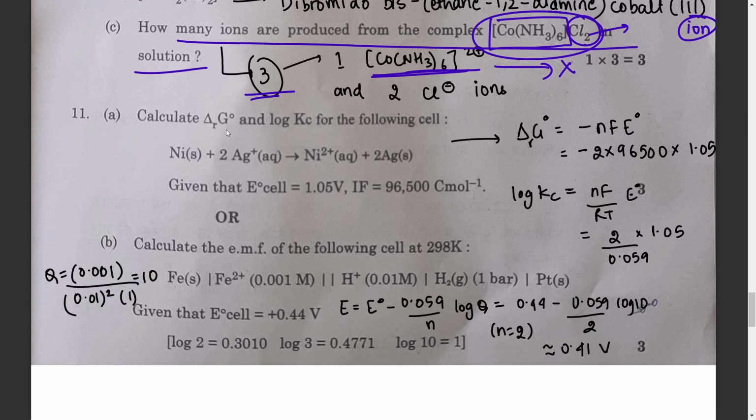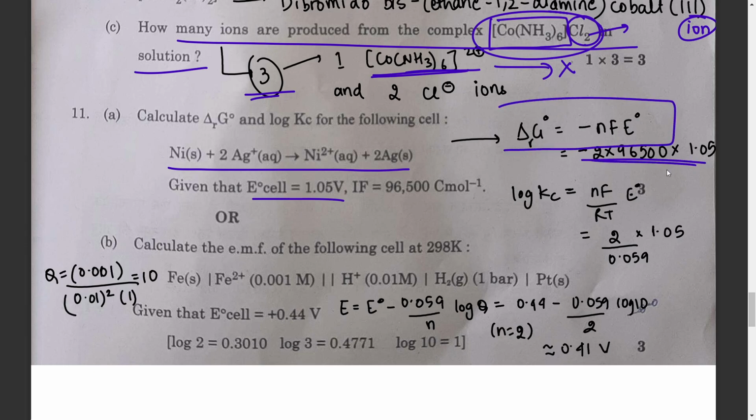Calculate delta Rg and log Kc for the following cell. So this cell, they have given the E naught already. So you can just put that in this equation and just multiply this. It will give you an answer. Let me just do that for you right now.